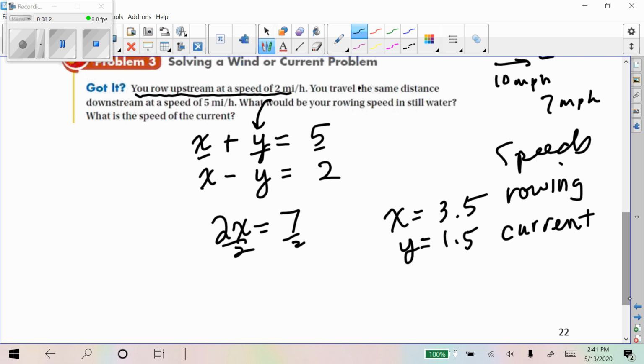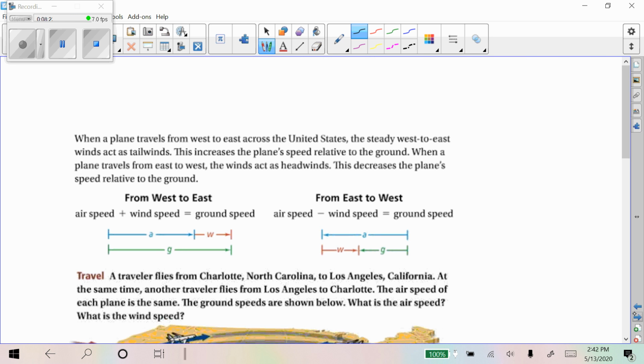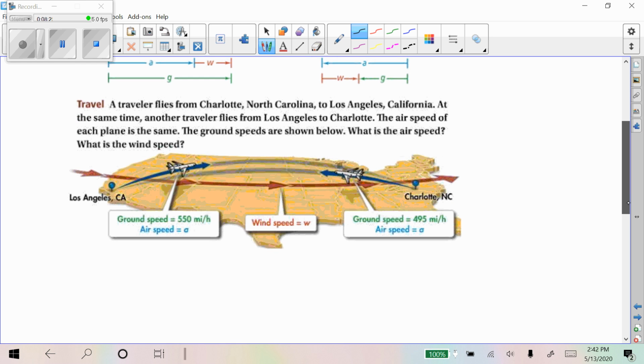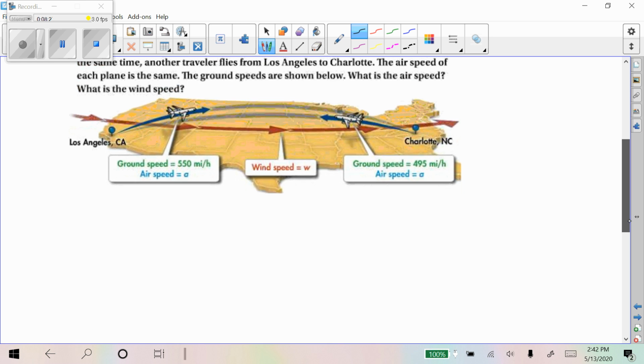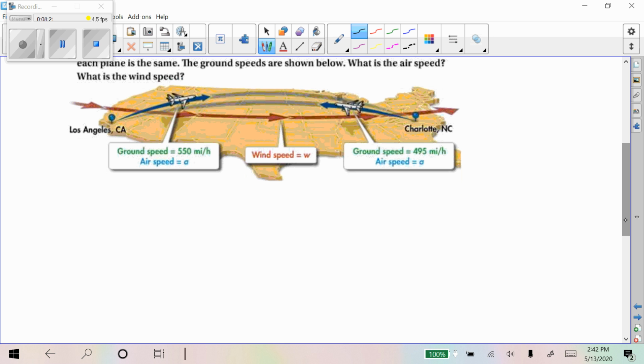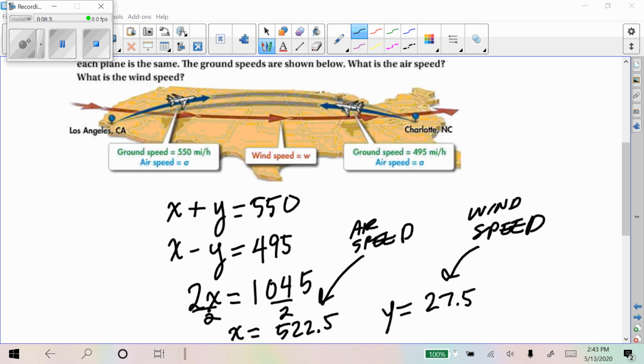All right, so why don't you try one of those? This one has to do with airplanes, but it's the same idea. Give it a shot, and I'll write down my equations and see if we agree. So here's what I got on that one.